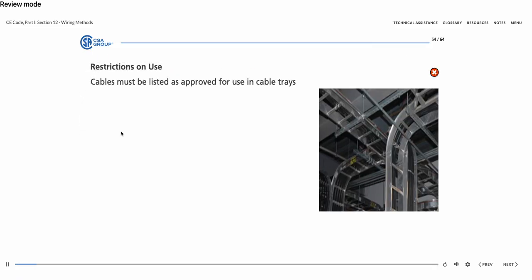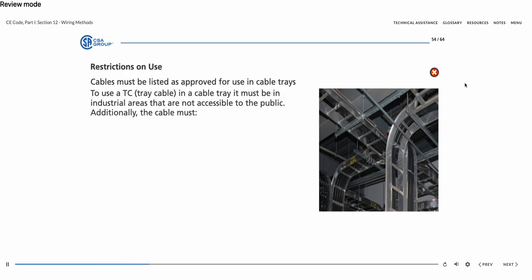Cables must be listed as approved for use in cable trays in Table 19, and will either have a continuous metal sheath, interlocking armor, or be marked as Type TC, tray cable. In order to use a TC, tray cable, in a cable tray, it must be in industrial areas that are not accessible to the public.